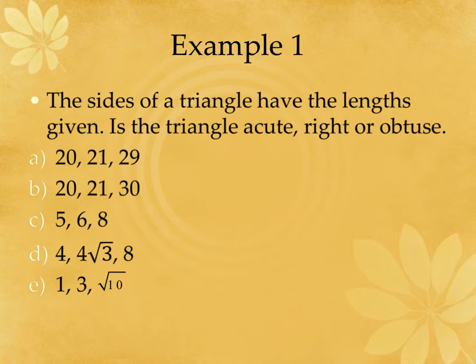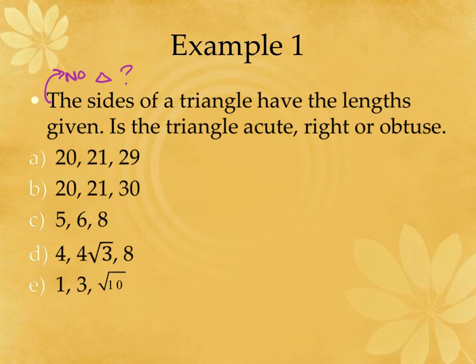All right, so example 1 says the sides of a triangle have the lengths given. Is the triangle acute, right, or obtuse? A lot of times the instructions will also say, what if there's no triangle? So remember that before you even get started, you want to check to see if it's even possible for the side lengths to make a triangle. What's the rule about that? 20 plus 21. Good. So the two smaller sides have to add up to be bigger than the third side, right? So you want to check that first because sometimes it's just not even a triangle to begin with.